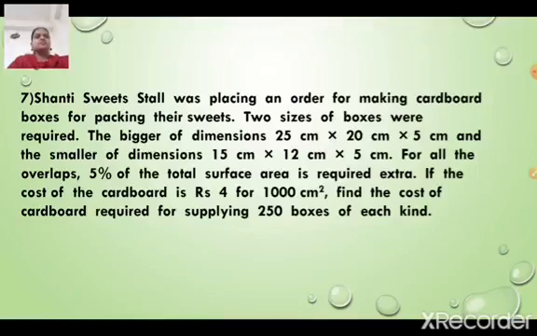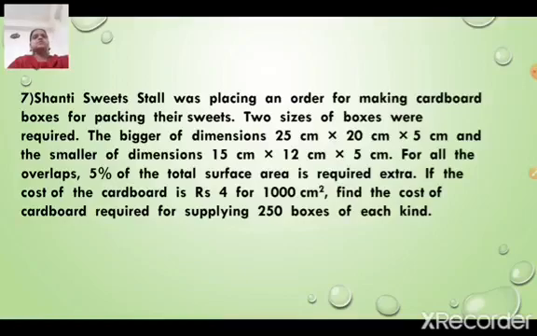That means length is 25 cm, breadth is 20 cm and height is 5 cm. And the smaller of dimensions 15 cm into 12 cm into 5 cm. Similarly here also, length is 15 cm, breadth is 12 cm and height is 5 cm. For all the overlaps, 5% of total surface area is required extra. If the cost of cardboard is rupees 4 for 1000 cm², find the cost of cardboard required for supplying 250 boxes of each kind.